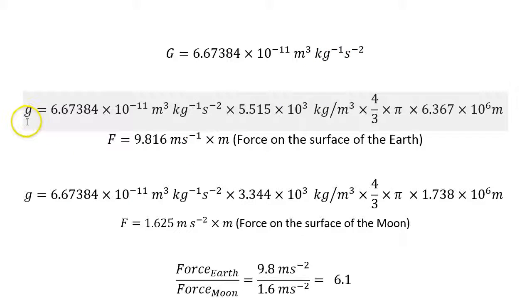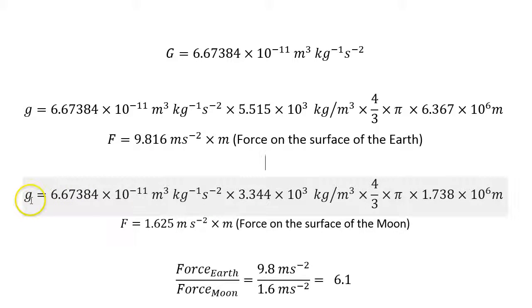So if we substitute for little g, the acceleration due to gravity, for the surface of the Earth, we use capital G times the density times 4/3 pi times the radius. And we plug in and look at the units. The acceleration is equal to 9.816 meters per second squared times the mass of whatever object is falling on the Earth, like a baseball or what have you. It will accelerate at 9.8 meters per second per second.